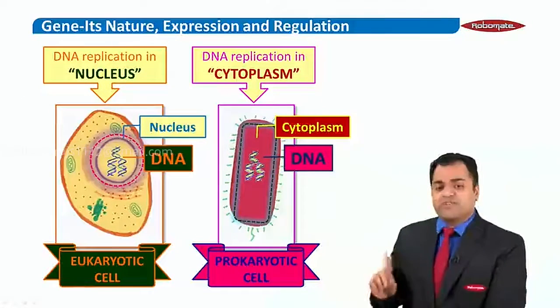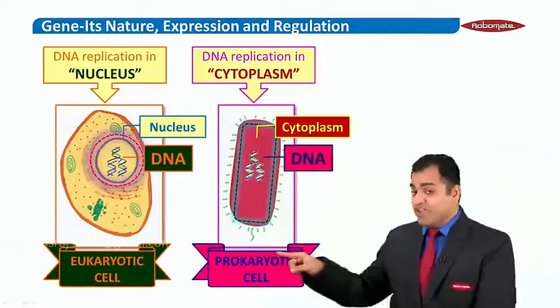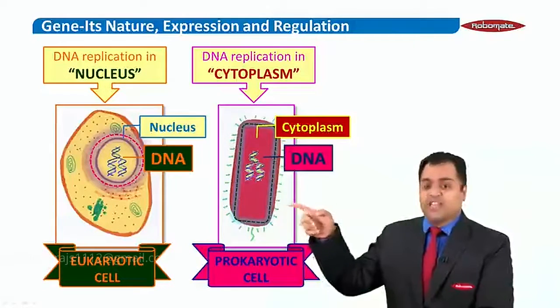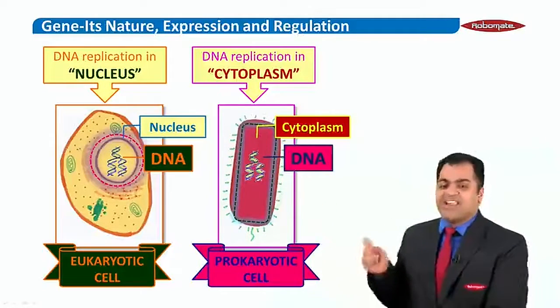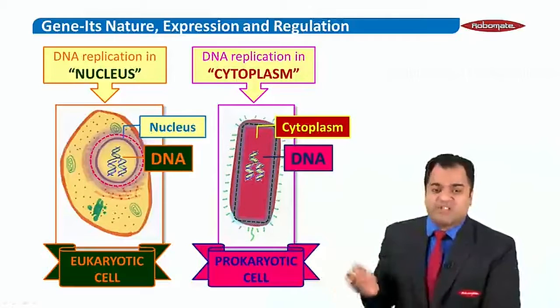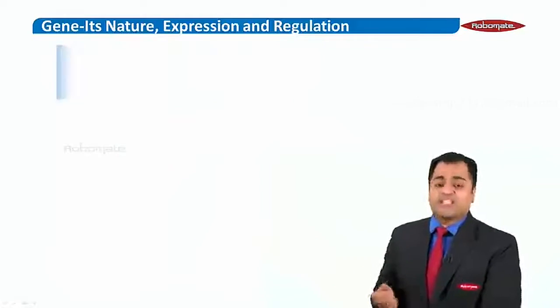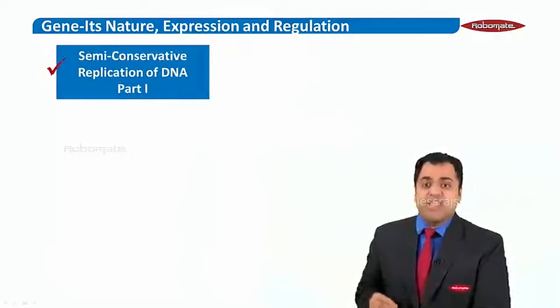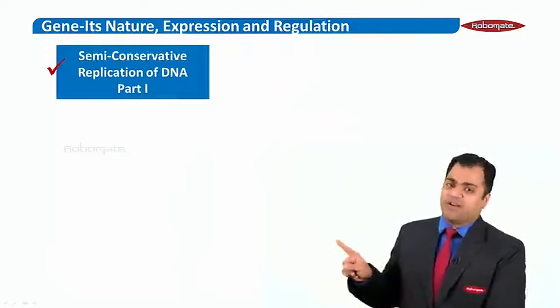So if I have to compare the two types of cells, I can say that in eukaryotic cell, replication takes place in the nucleus, whereas in prokaryotic cell, replication takes place within the cytoplasm. Is that okay? Now this brings us to the end of the first module on replication as part 1 of semi-conservative replication of DNA.